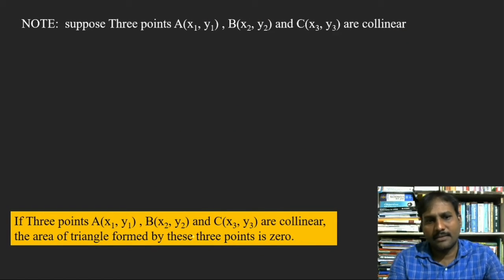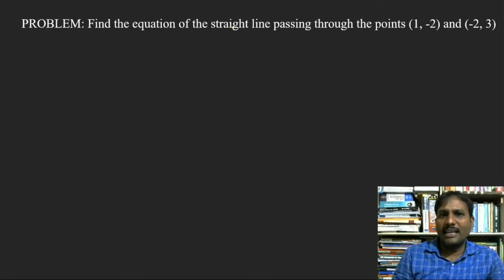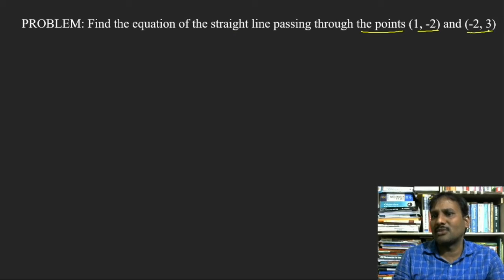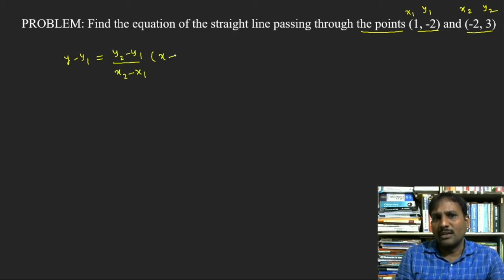Okay, next. Find the equation of the straight line passing through the points (1, minus 2) and (minus 2, 3). So here they have given 2 points, assume them as (x1, y1) and (x2, y2). So what is the equation? In two points form, y minus y1 is equal to y2 minus y1 by x2 minus x1 into x minus x1. So that is y minus, substitute the x1, y1 values. y1 is minus 2, that is minus of minus 2 is plus 2.